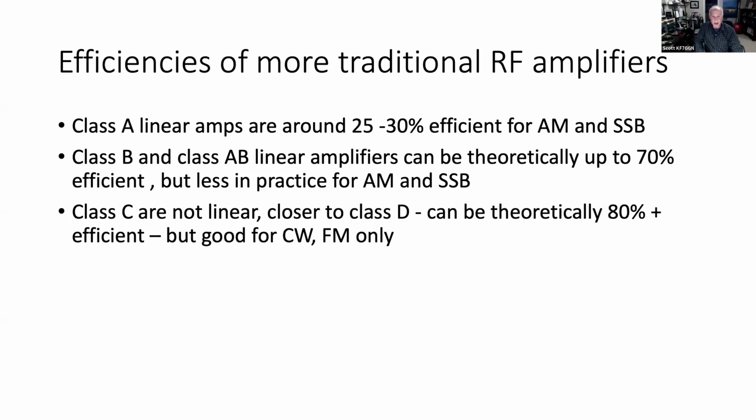So they're mostly now used for, well, if they're used at all, they're used in CW transmitters or FM transmitters. So types of modes where there's a continuous waveform and there's no amplitude modulation going on. So those are efficient amplifiers, Class C, but again, you can't use them for sideband, you can't use them for AM. So in comes Class D.